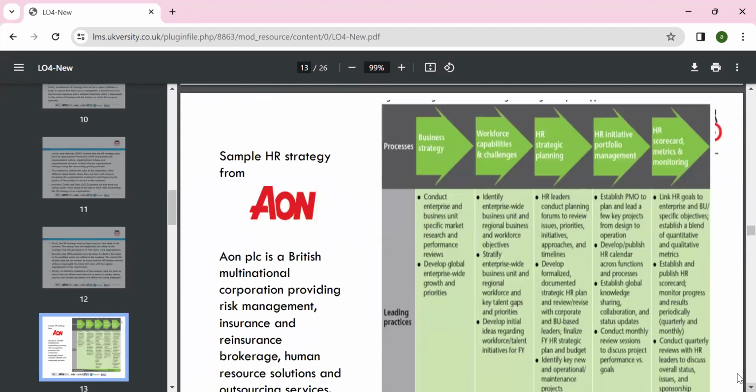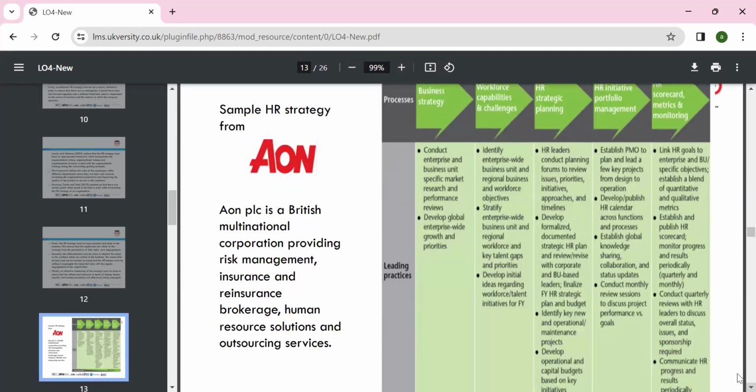So this is an example of a company, a British multinational corporation, in risk management, insurance, reinsurance, and brokerage, and the human resource solutions they provide. They look around the conduct of the enterprise, and identify what HR leaders need to be well aware of, develop, and enable, such as project management, and link it to HR and overall organization objectives. A clear communication strategy needs to be in place accordingly, which will help achieve its objectives as an organization.